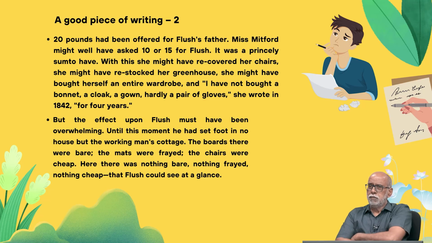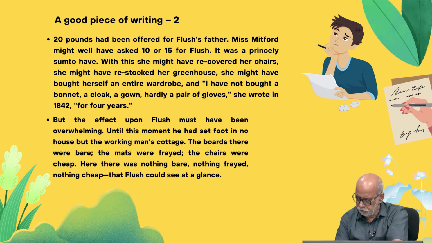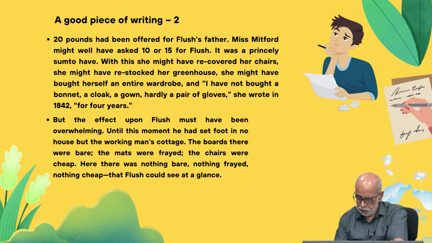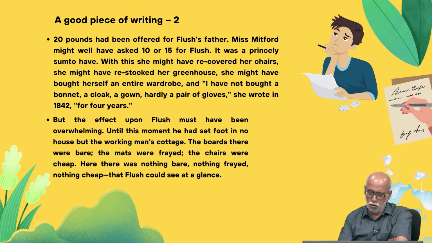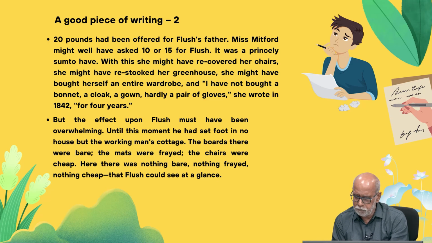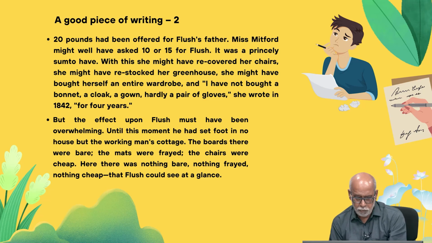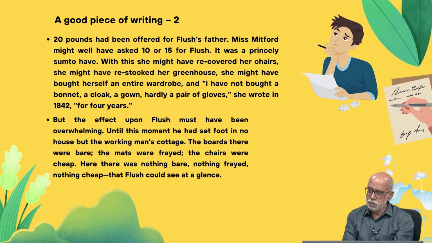But here the author is talking about the experience of Flush going from a humble family to a rather rich family, or almost rich family. Okay. How does it go? But the effect upon Flush must have been overwhelming. Mitford pretended that it was nothing to her. It was like going from one home to another. But for Flush it was different. It was overwhelming. So, maybe overwhelming is a new word for you. The author could also have said the effect upon Flush must have been unsettling.